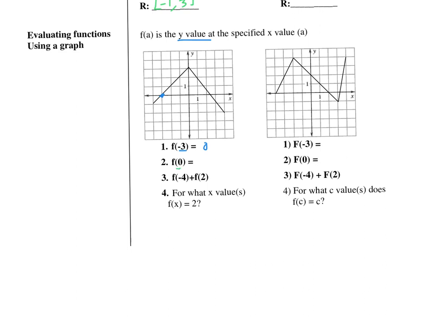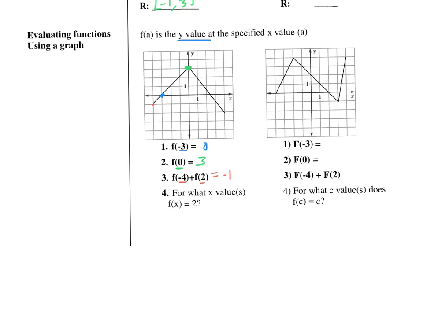f of 0 asks, when the x value is 0, where is the y? Where's the graph? And you can see it's up here at a y value of 3. f of -4 plus f of 2 asks, when the x value is -4, what's the y value? I'm going to say that that's -1 here. I meant it to be -1 at least. If you said -0.9, I can't really disagree with you there. So if you want to use that, that's fine.